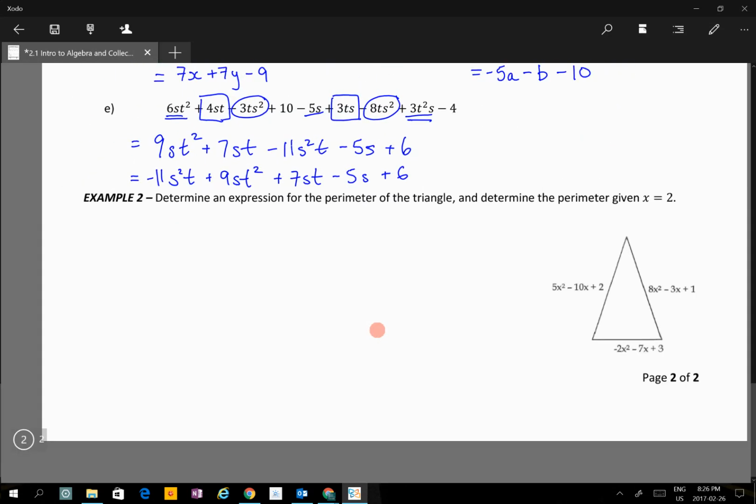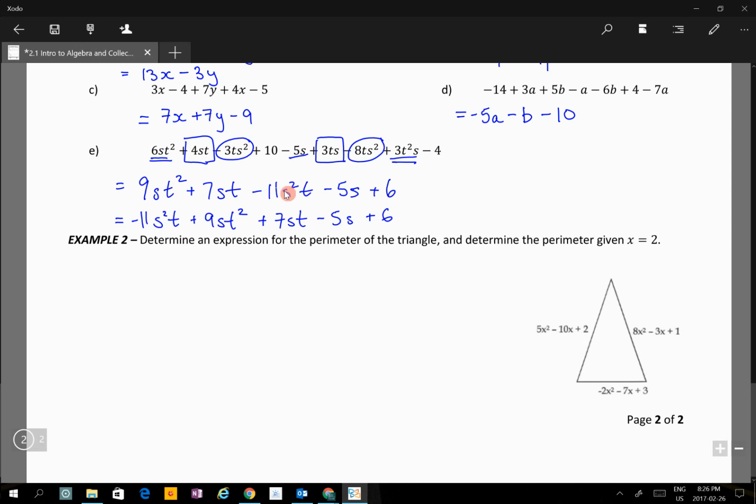Okay, let's do application example number 2. Determine an expression for the perimeter of the triangle and determine the perimeter given x equals 2. So what's the perimeter? If you recall, perimeter is just the total length of the path around the shape. And I'm giving you the lengths of each of the 3 sides. So what I have to do is add all 3 sides. I'm going to be adding these 3 polynomial expressions. These are all trinomials. Add these 3 trinomials.